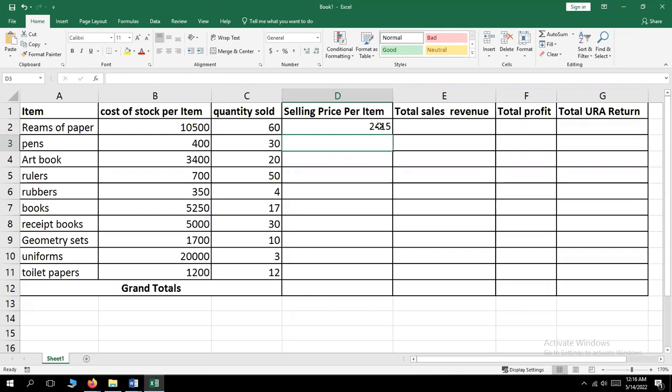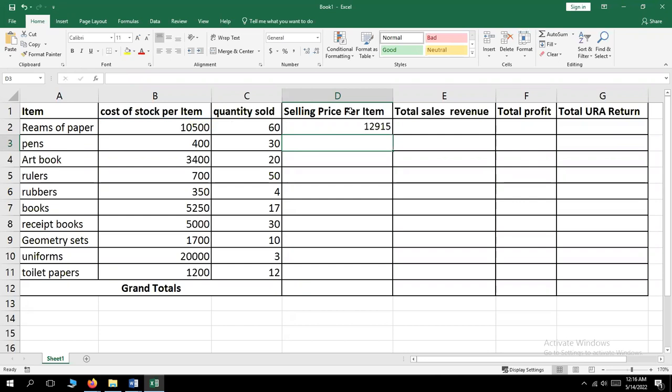So we need to add this to cost of stock to get the total selling price per item. Therefore, we shall say equal sign 23% times B2 plus B2 itself, which is the cost of stock. Therefore, that's the total selling price per item.